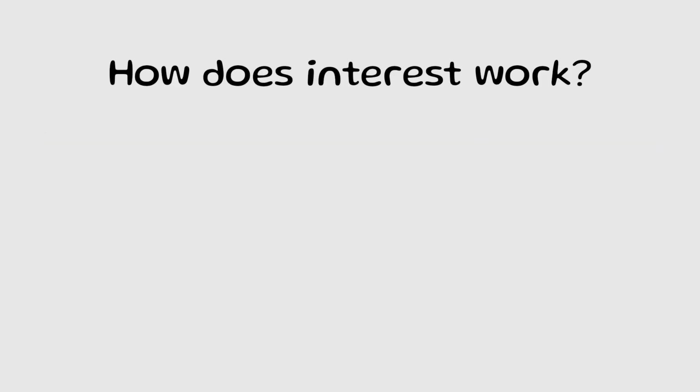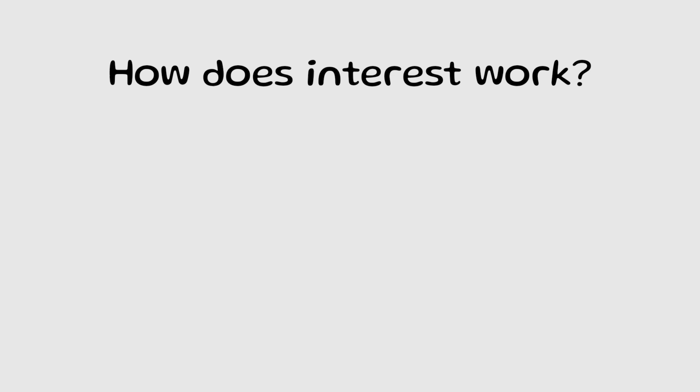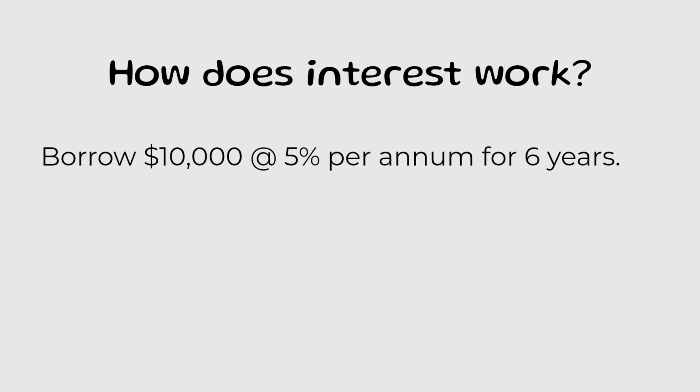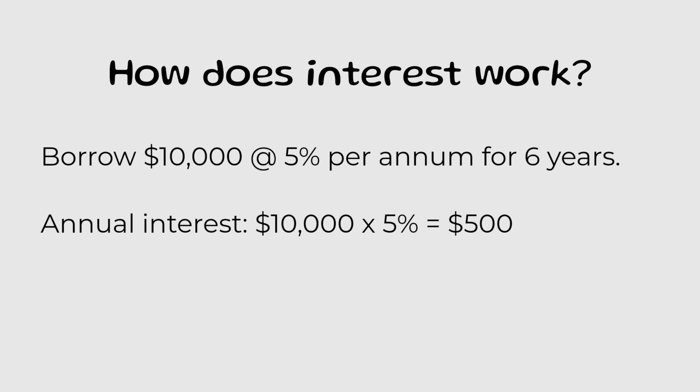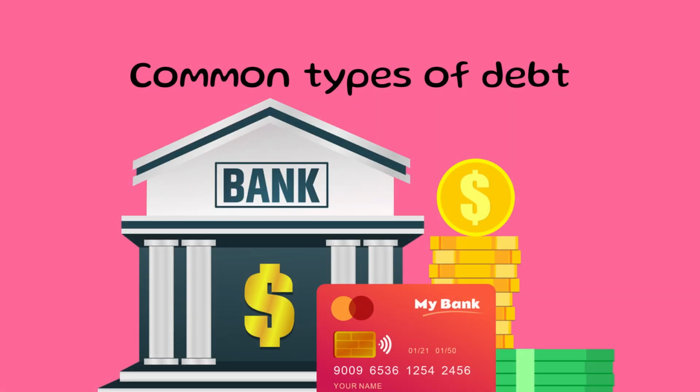When you borrow money, you pay back more than you borrowed because of interest. Interest is essentially the cost of borrowing money, and it's expressed as a percentage of the loan amount. For example, imagine you borrow $10,000 at an annual interest rate of 5% and will pay the full amount after 6 years. This means that each year you'll make an interest payment of $500, or a total interest payment of $3,000 over 6 years. Let's break down some common types of debt.